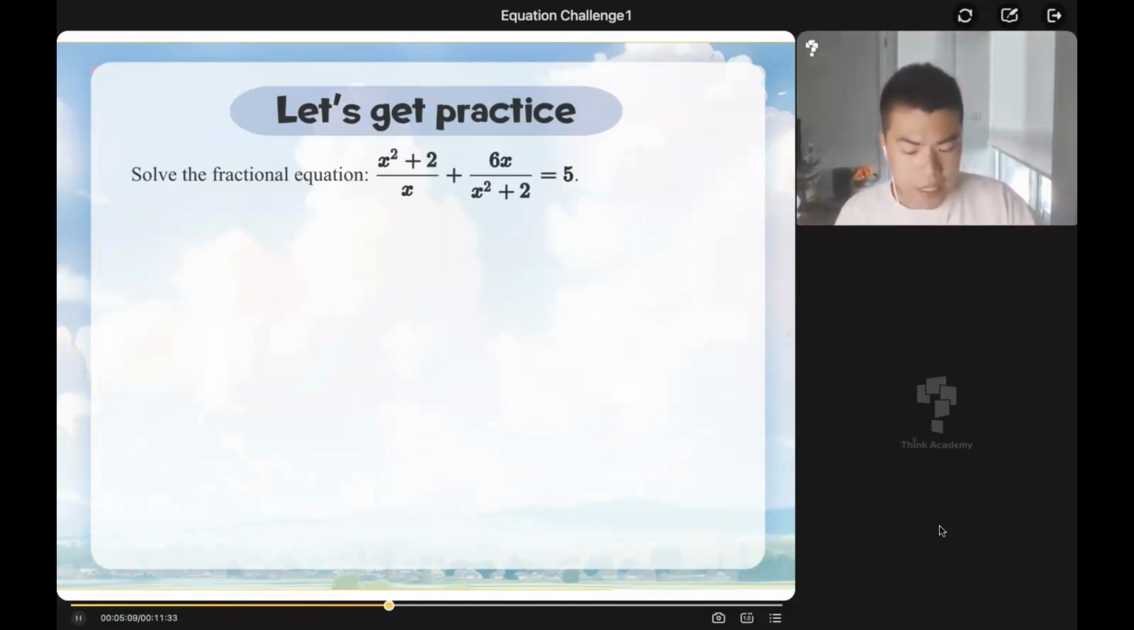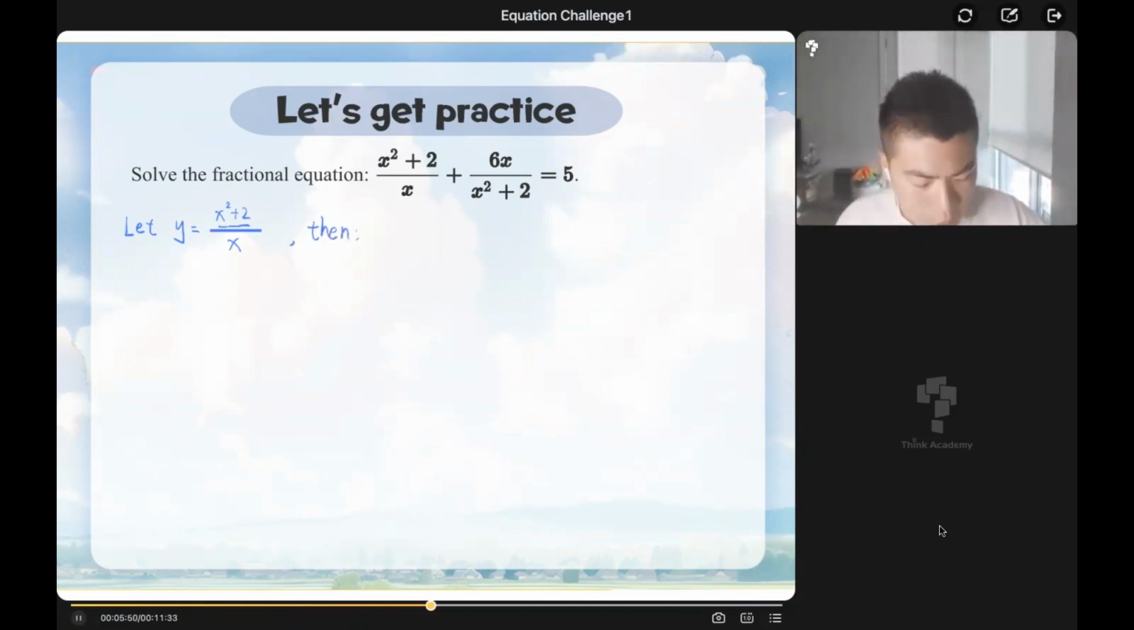Now let's practice and think about how we can solve this equation. As we discussed earlier, we can use one variable to represent x squared plus 2 divided by x, since we can find this in both rational expressions. So first of all, we are going to use substitution. We let another variable, say y, equal x squared plus 2 divided by x. Once we make this assumption, we can substitute into this equation.